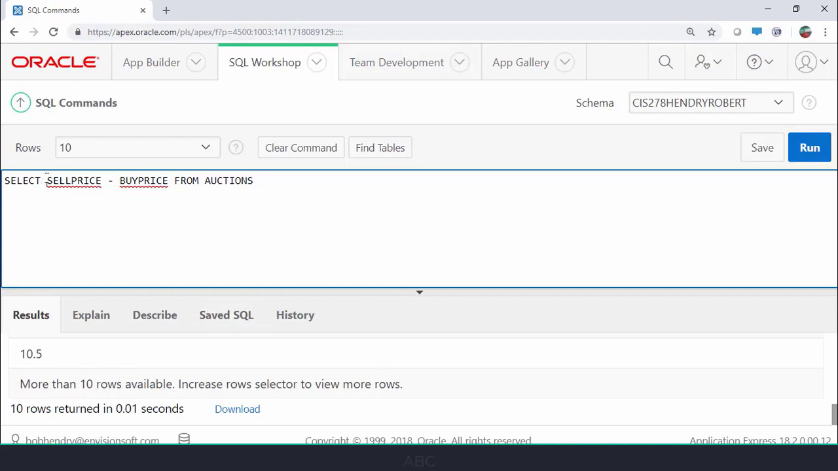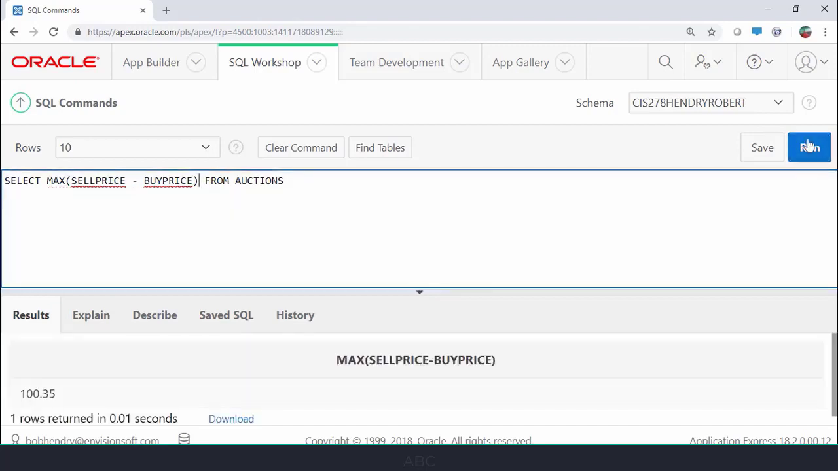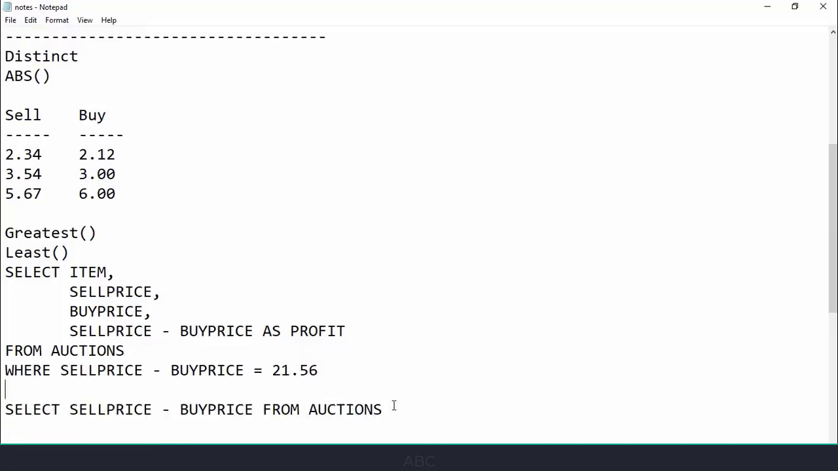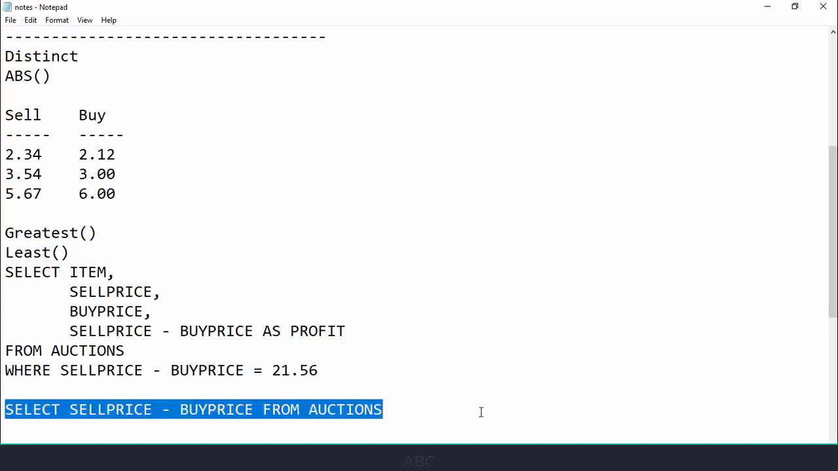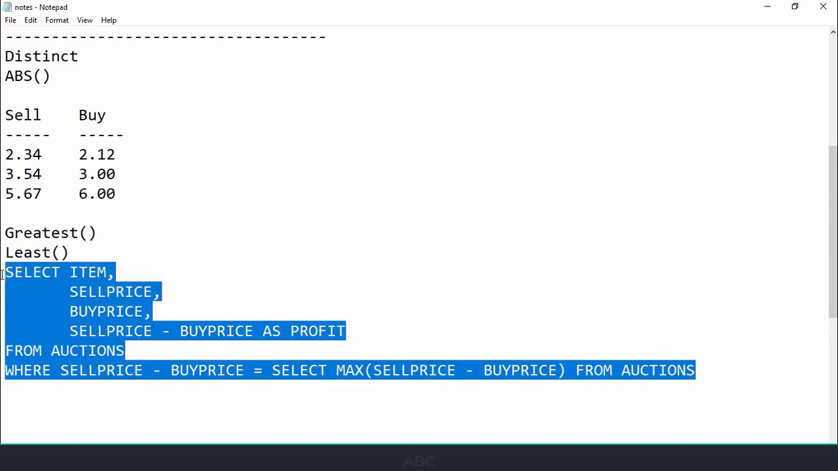So our biggest profit is the following. We were right all along. We just didn't see it. So our maximum profit is $135. Now what we can do is take this sub-select and paste it into our main select statement. So it would look something like this, where sell price minus buy price is equal to select max sell price minus buy price from auctions.